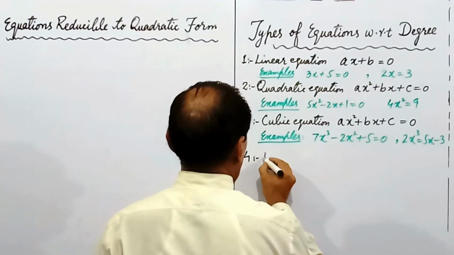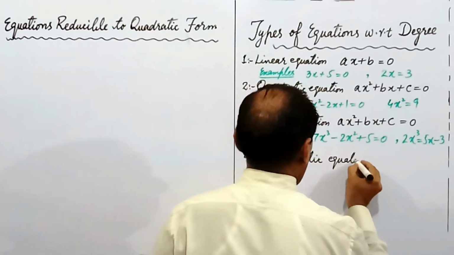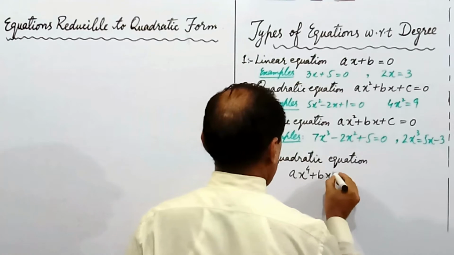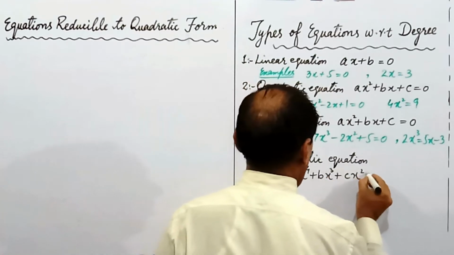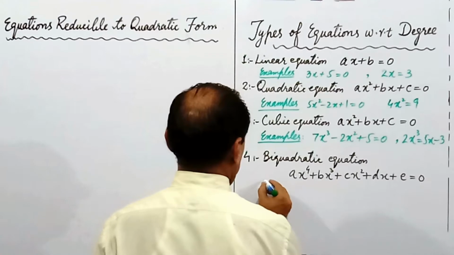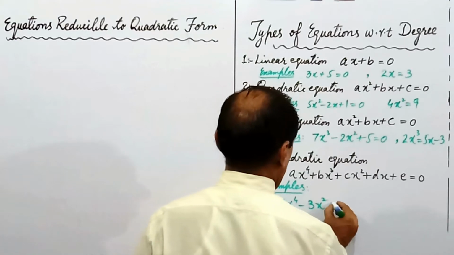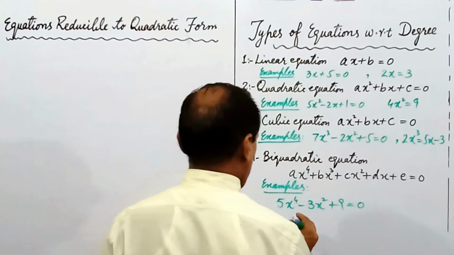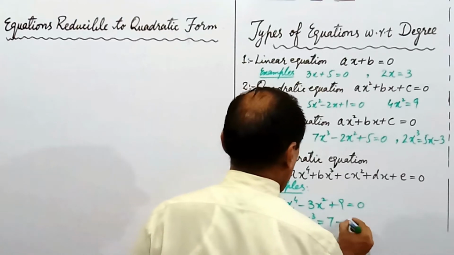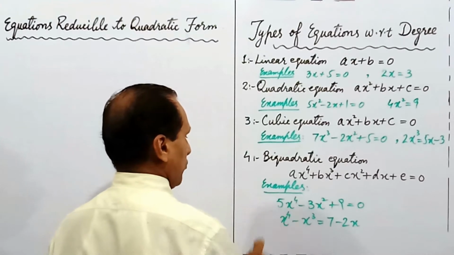Number 4, biquadratic equation, and that is ax power 4 plus bx cube plus cx square plus dx plus e is equal to 0. Examples for the biquadratic equation are 5x power 4 minus 3x square plus 9 is equal to 0, or x power 4 minus x cube is equal to 7 minus 2x. These are the examples of biquadratic equation as their highest degree is 4.